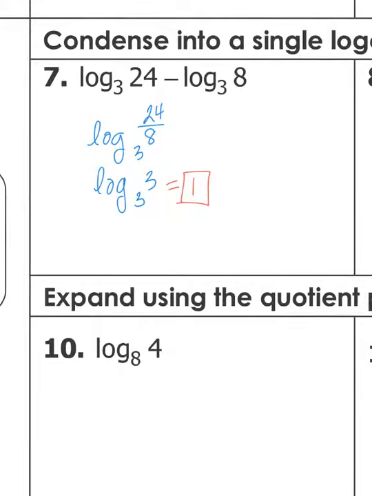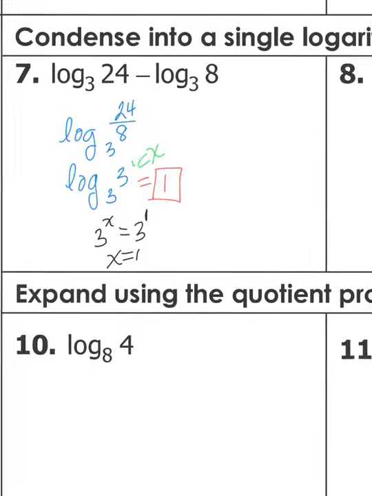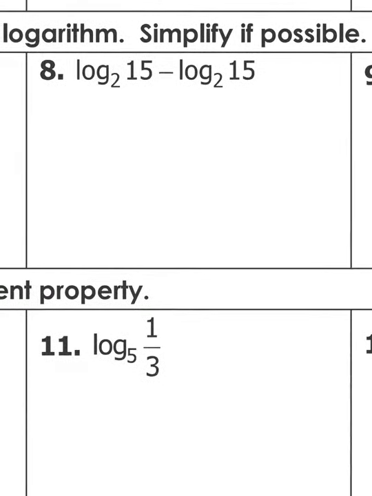If I were to solve for this, remember I would set this equal to x, and then I would put this in exponential form. So this would become 3 to the x equals 3. Remember, this is 3 to the first, so x would have to be 1. Anytime these two agree, the value is going to be 1. So in my personal opinion, this is the answer. I would also accept this for right now. So you do 8 and 9 on your own.